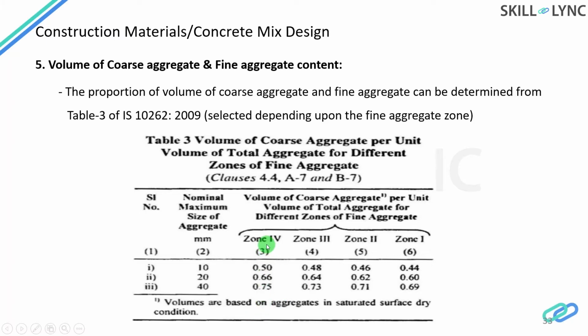So, if you see the table, this is the volume of coarse aggregate per unit of total aggregate for different zones of fine aggregate. Here it is indicated as Zone 1, Zone 2, Zone 3, Zone 4. And the value for 20 mm size of aggregate is 0.6 for Zone 1, 0.62 for Zone 2, 0.64 for Zone 3 and 0.66 for Zone 4. These aggregate values are also volume based and are in saturated surface dry condition.